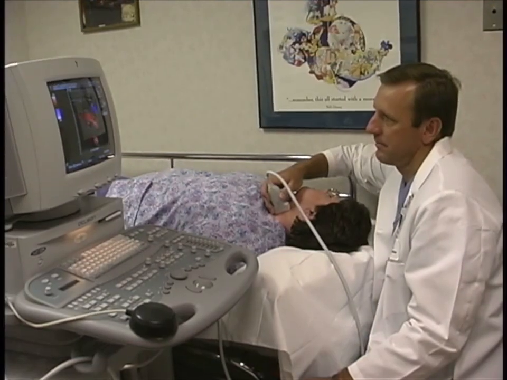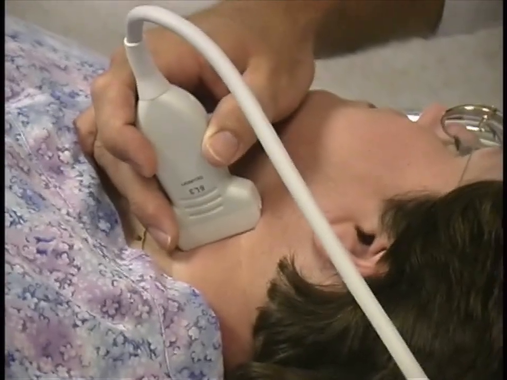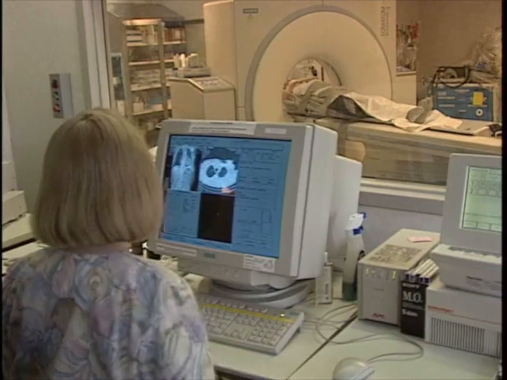Other more extensive testing for PAD includes vascular ultrasound, CAT scans, MRAs, and what's considered the gold standard, which is an angiogram, where X-ray dye is actually injected directly into the artery, and we're able to see where the blockages are and how severe they are.